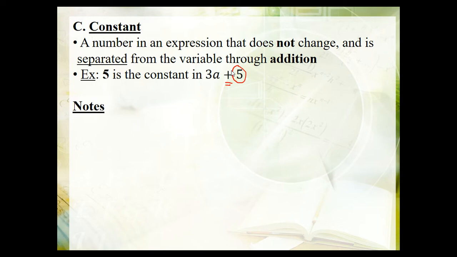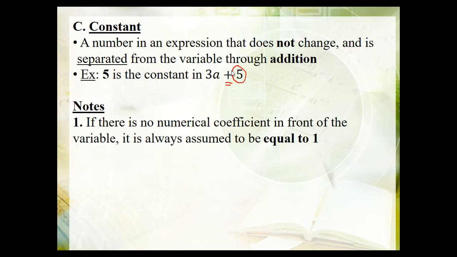Now, a few notes about this. If you have an expression where you don't see a numerical coefficient in front of the variable, the assumption we always make is that it is equal to 1. So let's take the expression b minus 7. Now, if you initially look at this expression, in front of the b, I don't see anything.